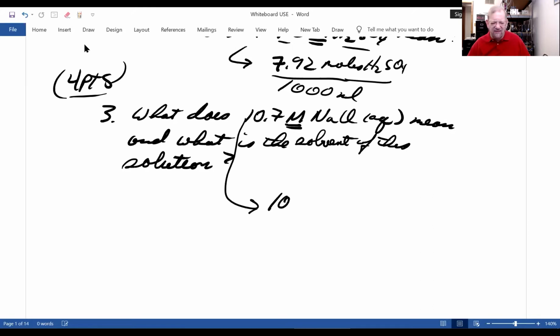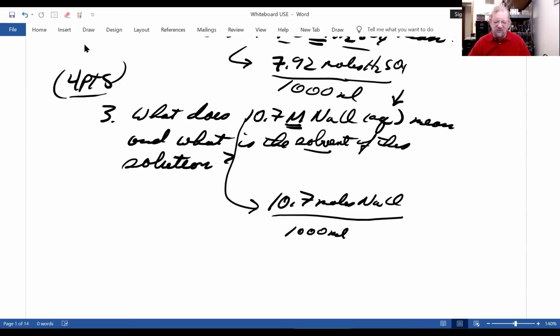It means 10.7 moles of NaCl, don't forget to put the NaCl, per 1,000 milliliters. But it asks something else. What's the solvent? And that you see here. AQ in brackets means the solvent is water. If you wanted to write out water, W-A-T-E-R, that would work too, because I know both. Aren't you glad you have an instructor that knows chemistry?